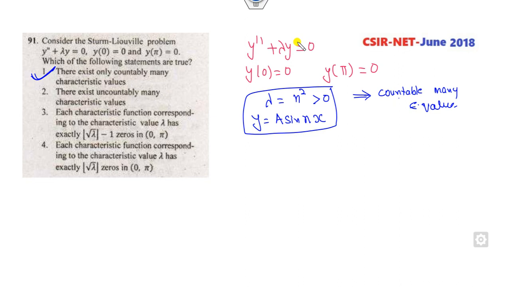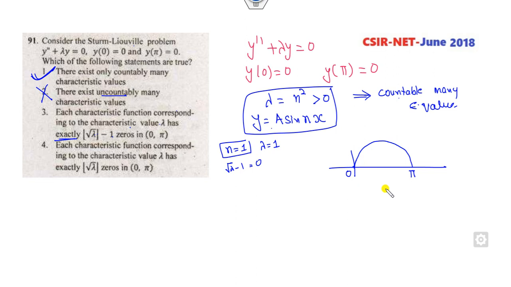There exist uncountably many, that's a wrong answer. Each eigenfunction y corresponding to this has exactly this many roots in 0 to pi. Okay, fine. If I take n as 1, what is my lambda? It is 1. What is root lambda minus 1? 0. So when n is 1, it is sine x over the domain 0 to pi. How many zeros are there in this interval? There are no zeros, because it is an open interval. How many zeros in between 0 and pi?